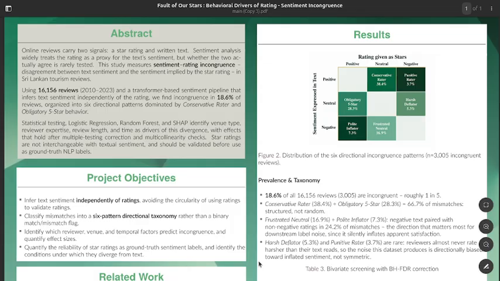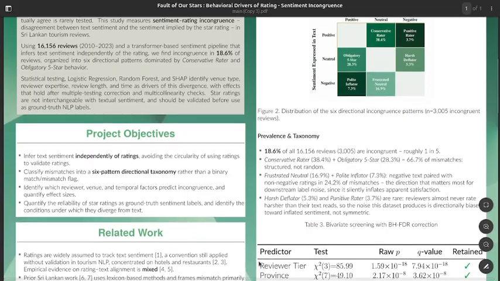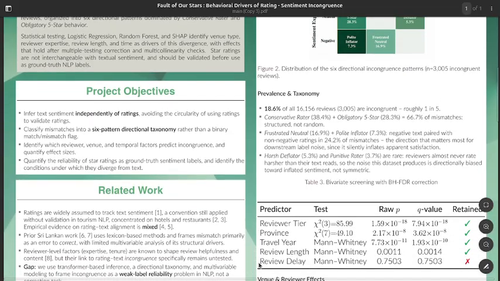Moving on to the research gap and objectives, previous research has already shown that rating and textual sentiment can sometimes disagree. However, there are still several gaps. Much of the existing tourism sentiment research focuses on hotels and restaurants, while tourism attractions have received less attention. Also, previous studies have often focused simply on whether a review is matched or mismatched. We wanted to go further.